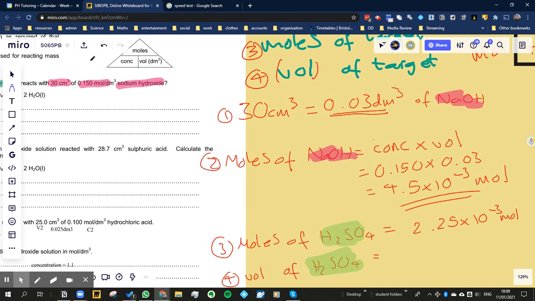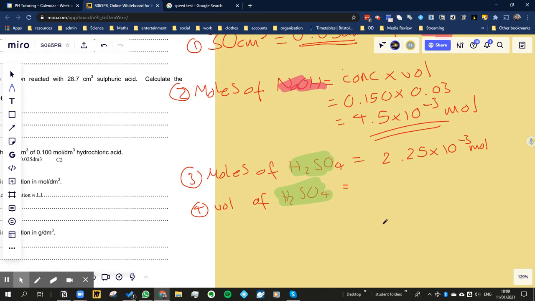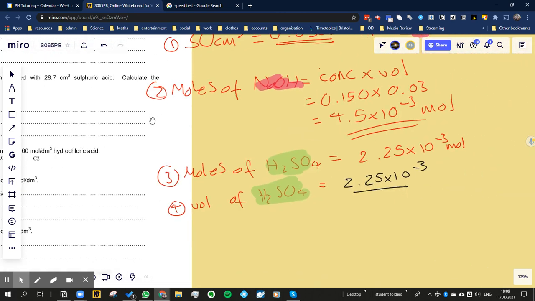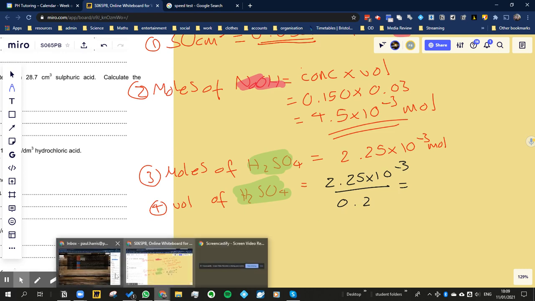Final step is calculate the volume of the target. So the volume is going to be the moles divided by the concentration. So the moles we've got just above, 2.25 times 10 to the minus 3 divided by the concentration which they've given us, and it was 0.2, divided by 0.2, and then you would put that into your calculator and see what that is.